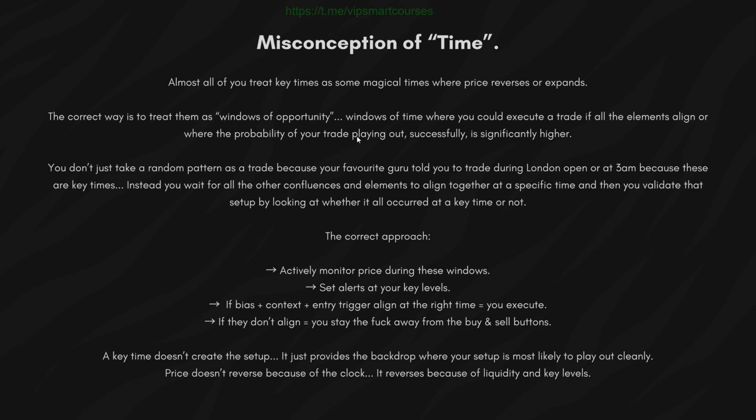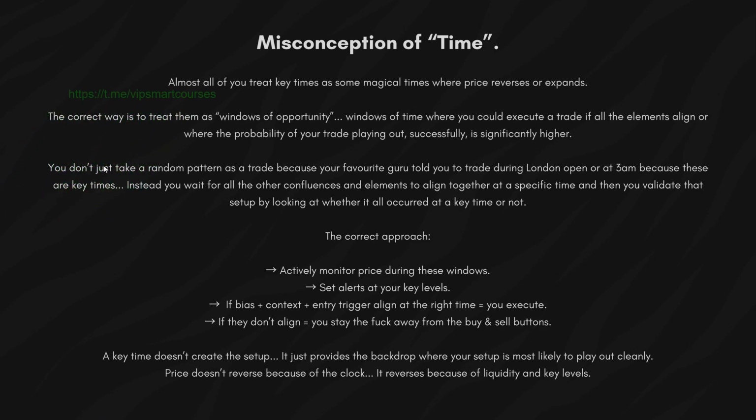You don't just blindly trade a random pattern or a random setup because it's the London Open kill zone or it's 3 a.m. Instead, you only trade and execute if the other elements are aligned with each other. And then a key time, or one of these windows of opportunity, only acts as a validation factor there and just validates the whole setup. What I mean by that is that if everything aligns with each other at one of these key times, such as the 3 a.m., then the 3 a.m. part in this case only acts as a confluence and validates the setup.